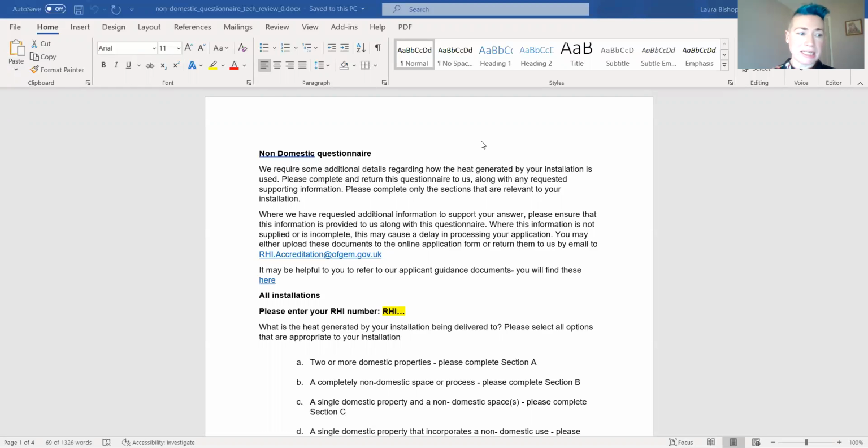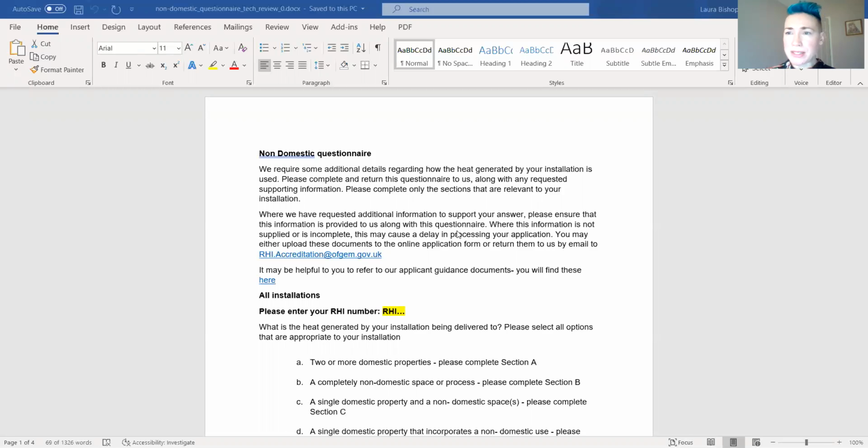Also, if you have recently converted, say, a building to an office block or something, and because of COVID, you've not been able to get a business rates bill issued, this is the other route you would take. The other time you would use a non-domestic questionnaire is if you had two or more domestic properties connected to a heat network and connected to a heat pump or a biomass boiler, but you don't have council tax bills for the two properties. Again, COVID is delaying the issue of council tax bills, so in the absence of those, this is the route you would take instead.